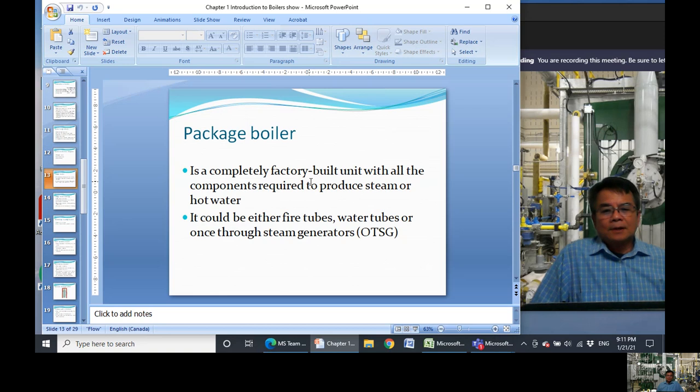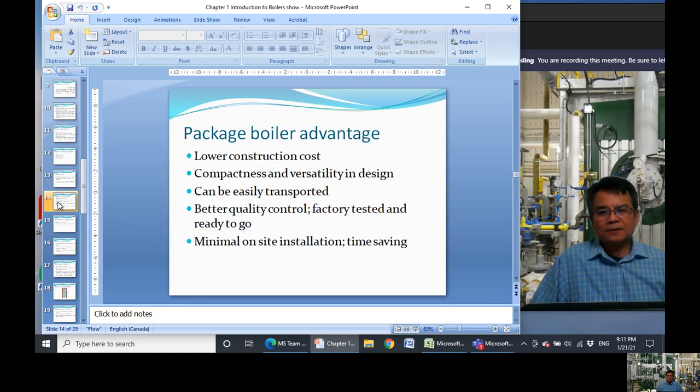It could be a fire tube, water tube, or once-through steam generator. Some of the once-through steam generators are quite small. They can fit onto a flatbed truck and be shipped by rail or highway. Some of them are quite small.